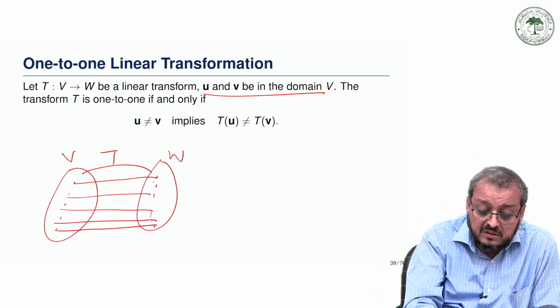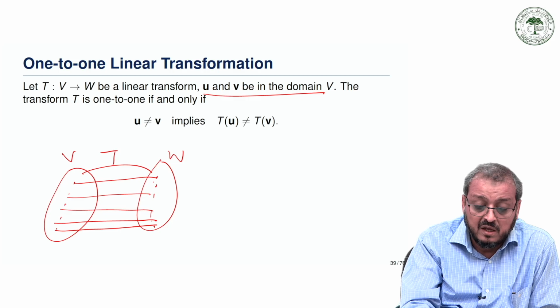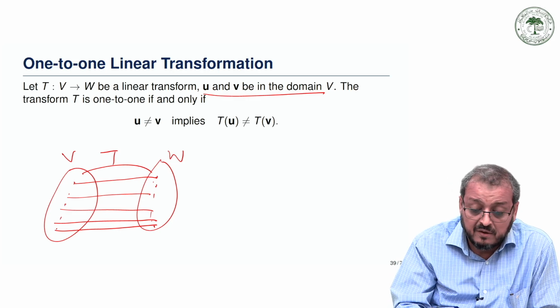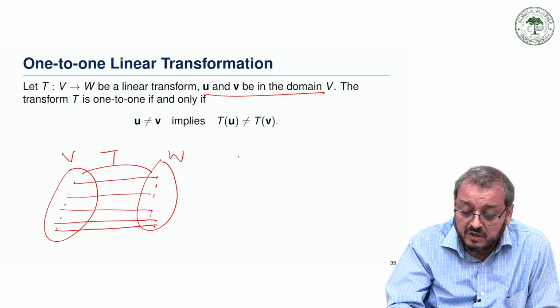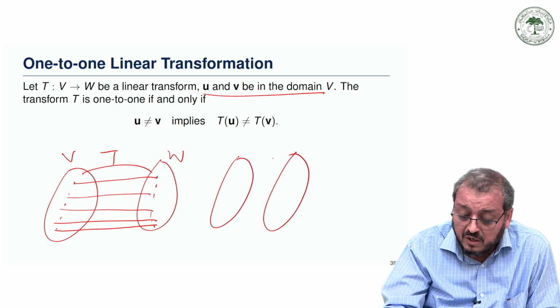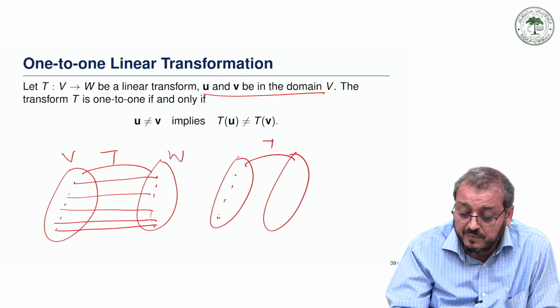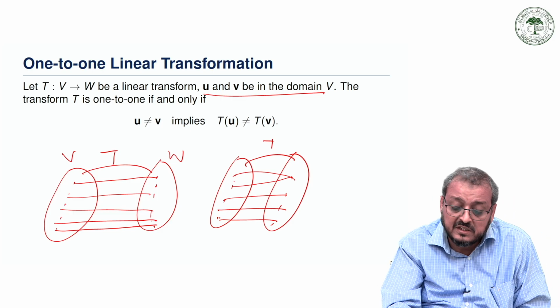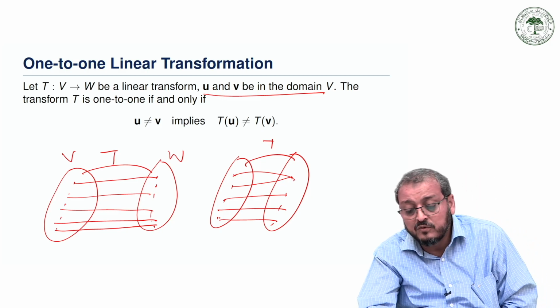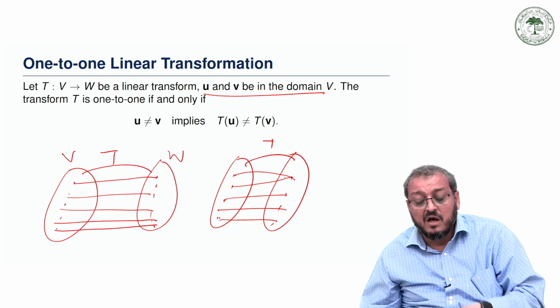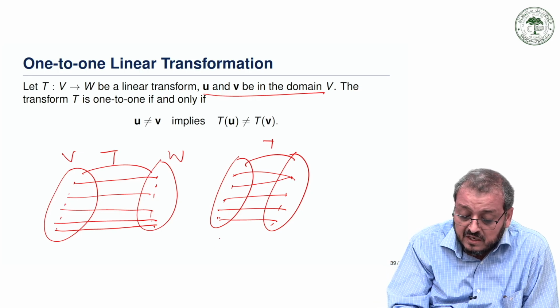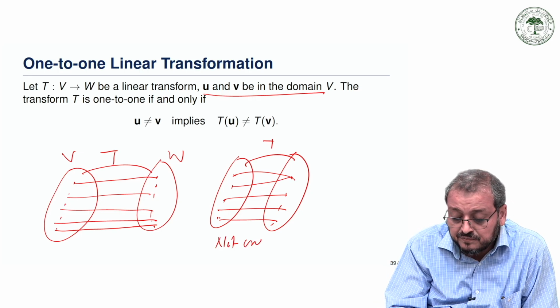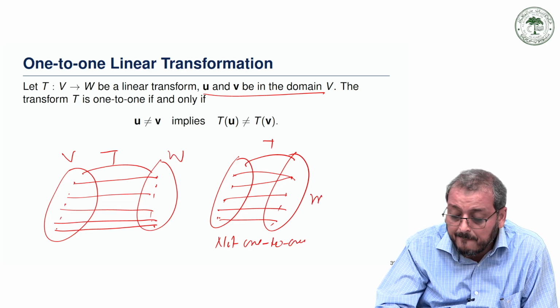If this is happening, then we can say that the transformation T is one-to-one. Or, if we have a linear transformation with some elements here and some elements there, suppose this is mapped to this and this is also mapped to this. Clearly, two different elements of the domain are mapped into a single element of the codomain. Then in this case we can say that it is not one-to-one, or it is called many-one.